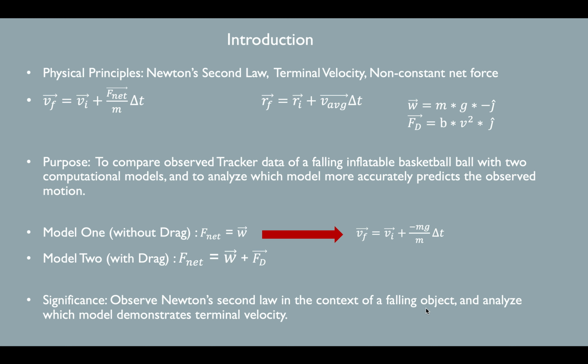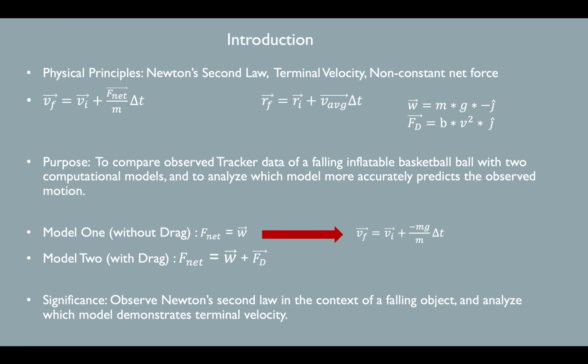The first model did not consider the drag force, and thus F net was the weight force. Based on Newton's second law, the mass in the equation does not affect the ball's velocity in Model 1, and the ball will constantly accelerate due to gravity. This is seen where the red arrow points. The mass will cancel out in the velocity update formula.